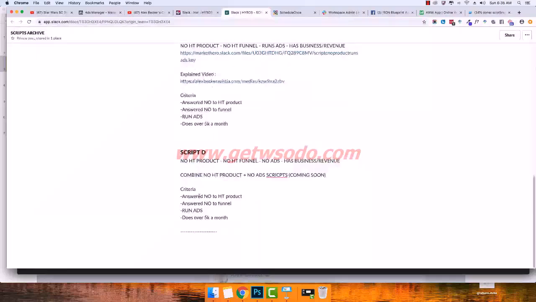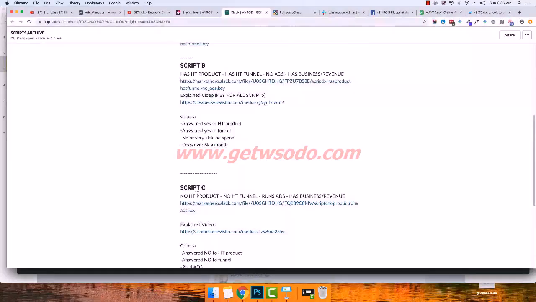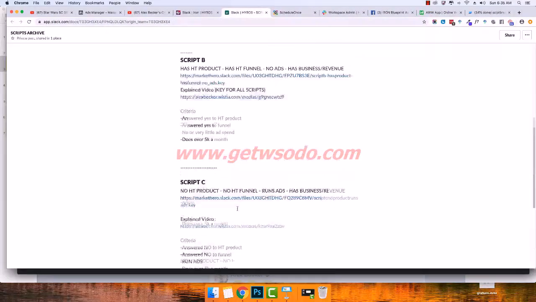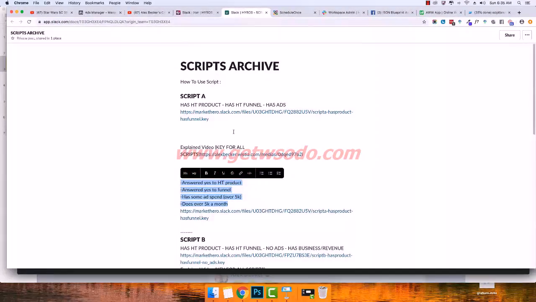And again, the scripts are all very similar. So once you understand one script, you get all of them. Okay? There's just different questions on the script. And the close is slightly different. It offers a slightly different product. And that's it.